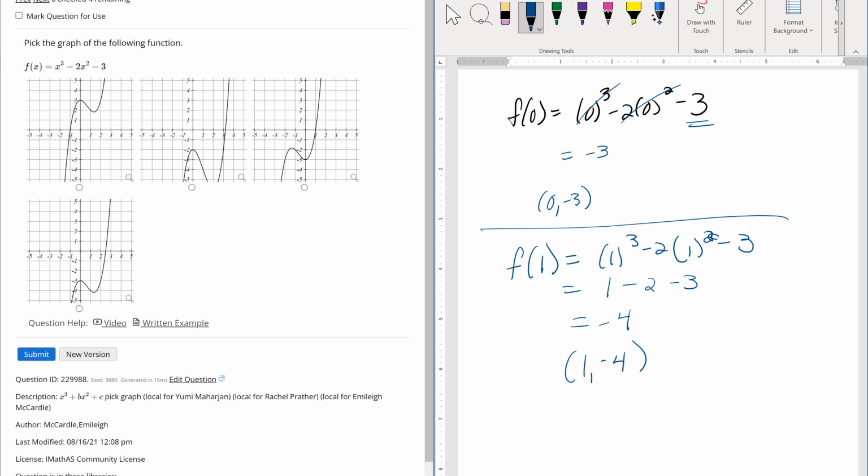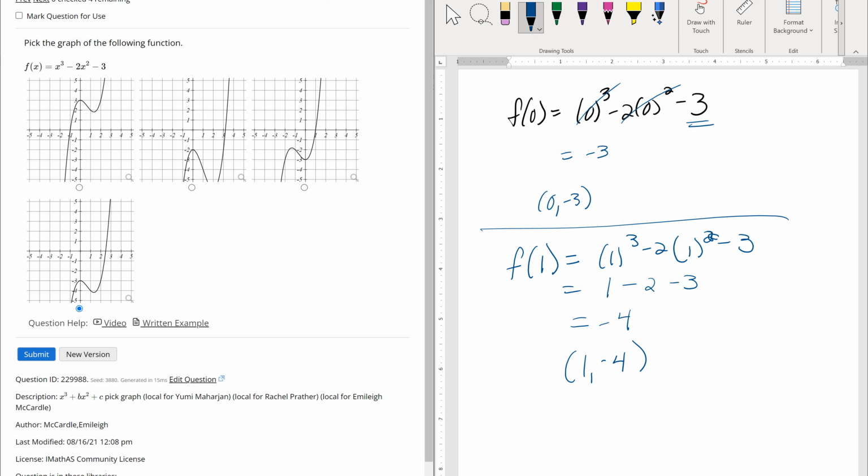So looking at this one, we've got (1, 0) there. But looking at this one, we have (1, -4). So it ends up being this fourth one because we have that (1, -4). And that's how I would do this for each one of these, because otherwise it gets crazy and there's no sense in doing any more work than you have to.